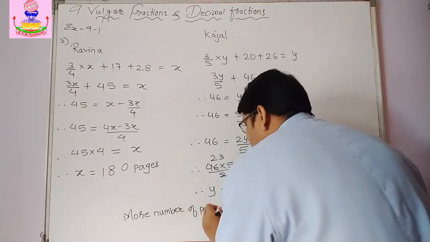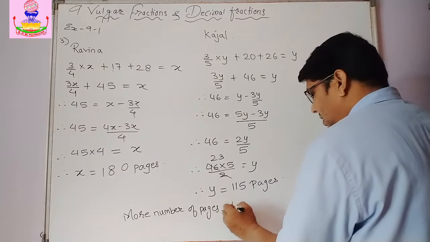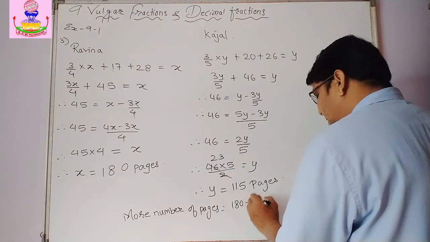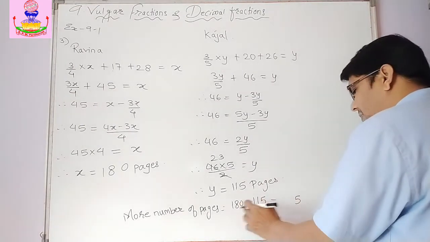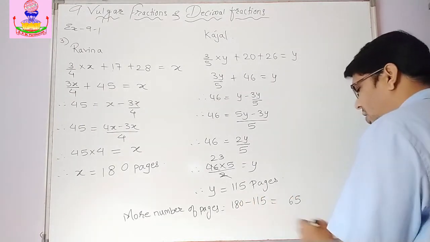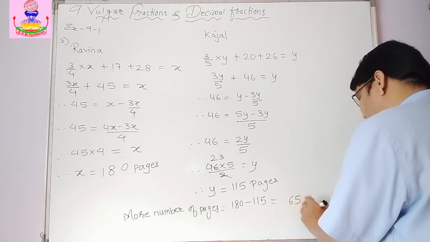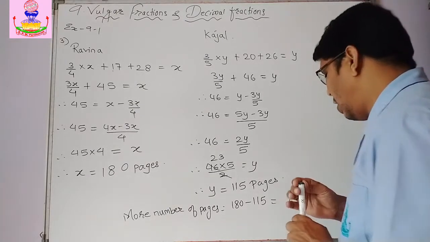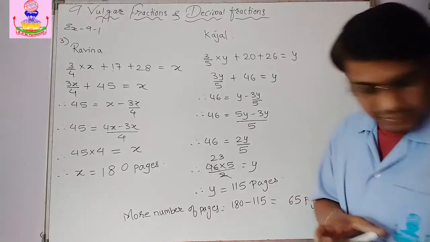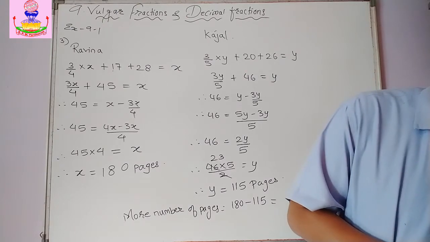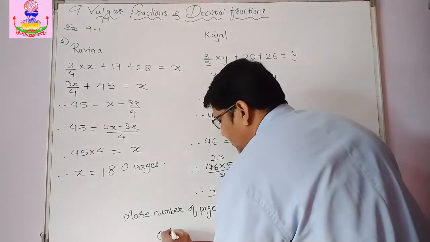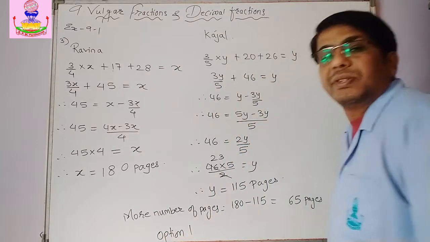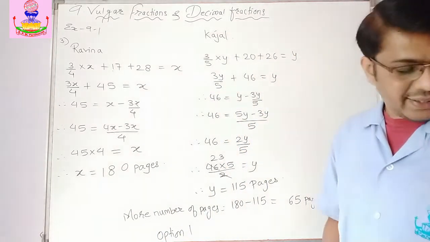So what will he do? Subtraction. So 180 minus 115. 10 minus 5, 5. 7 minus 1, 6. So how many pages? 65 pages. Okay. So option number 1 is the right answer. That is the correct answer.